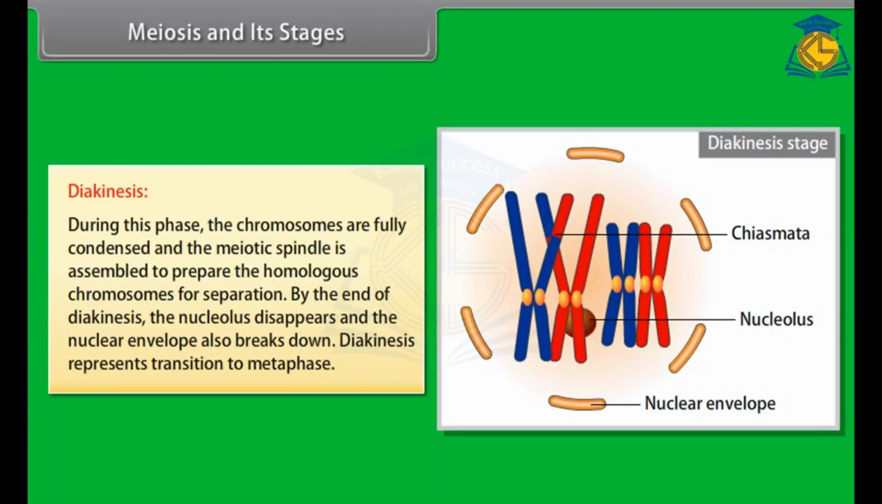During this phase, the chromosomes are fully condensed and the meiotic spindle is assembled to prepare the homologous chromosomes for separation. By the end of diakinesis, the nucleolus disappears and the nuclear envelope also breaks down. Diakinesis represents the transition to metaphase.